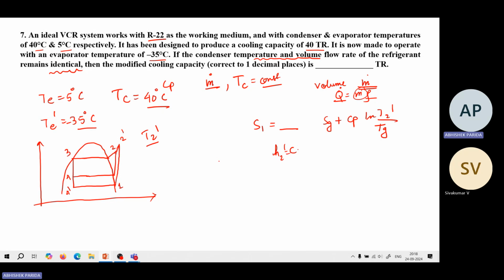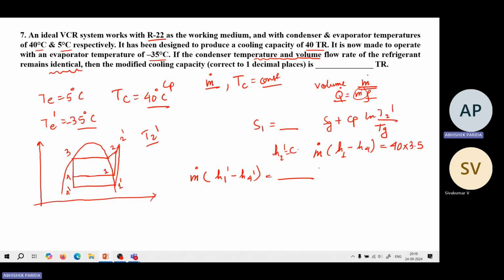And in this question, it is only asking for the cooling capacity, that is m dot into H1 minus H4 dash. You have to find out this value. What is this value? The value that is given is m dot into H1 minus H4, given as 40 TR. So convert it into kilowatt. This is the value that is given.